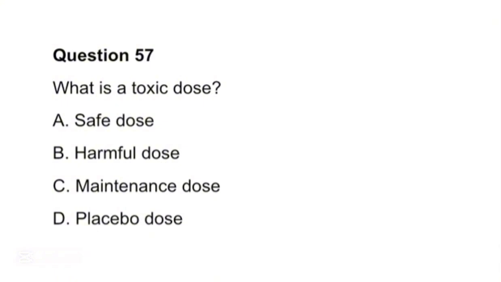Question 57. What is a toxic dose? A. Safe dose. B. Harmful dose. C. Maintenance dose. D. Placebo dose. Correct answer, B. Harmful dose.